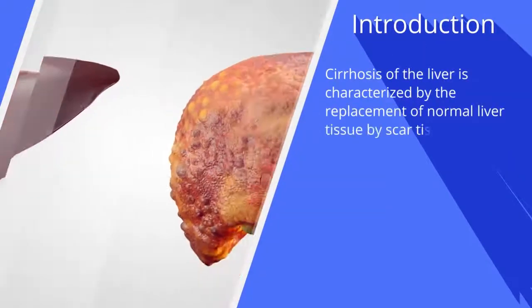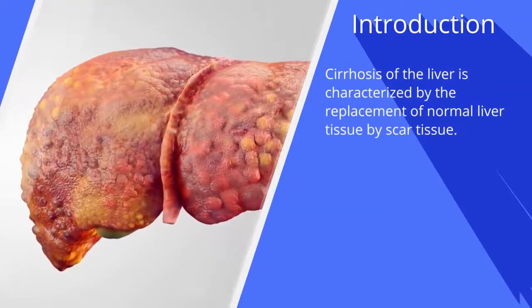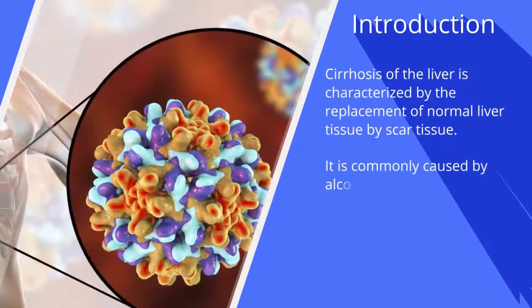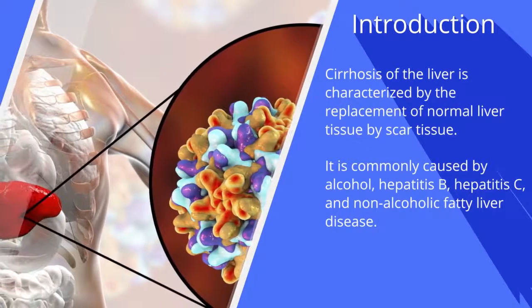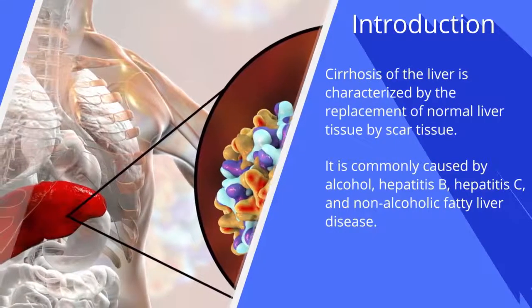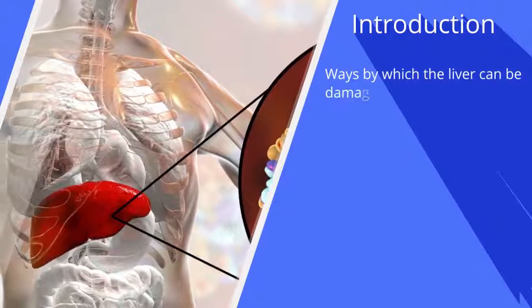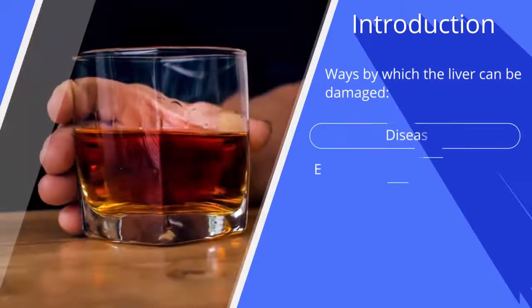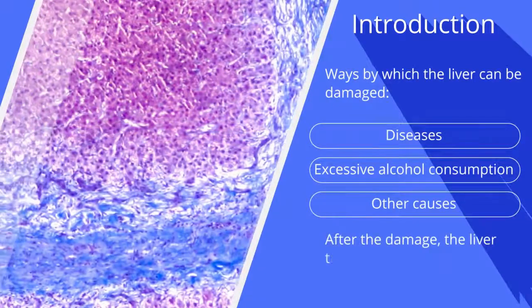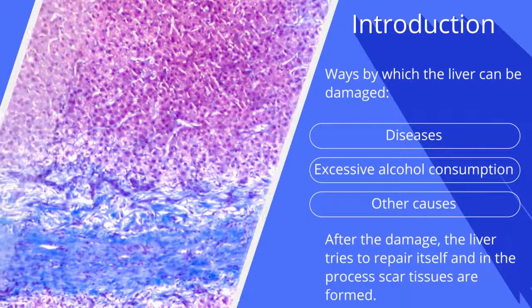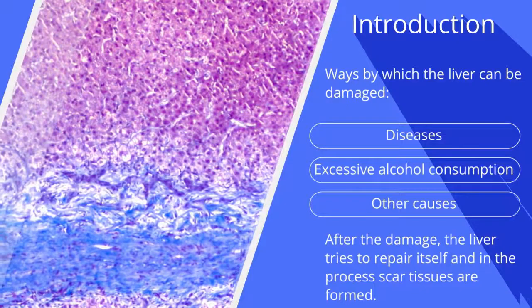Cirrhosis of the liver is characterized by the replacement of normal liver tissue by scar tissue, commonly caused by alcohol, hepatitis B, hepatitis C, and non-alcoholic fatty liver disease. There are many ways by which the liver can be damaged. It could be due to a disease, excessive alcohol consumption, or any other cause. After the damage, the liver tries to repair itself, and in the process scar tissues are formed.